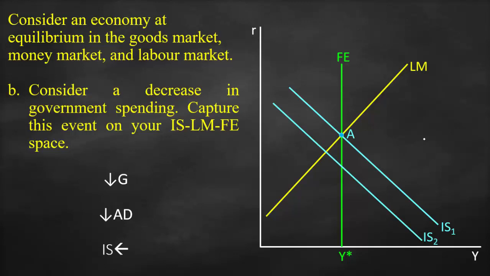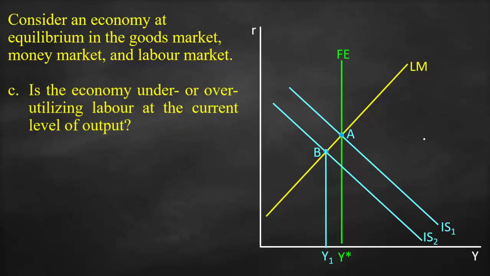So we will have a new point of intersection between IS2 and the LM curve, which is point B. This would result in a lower output level, which is Y1, which is lower than our full employment output, which is Y star.